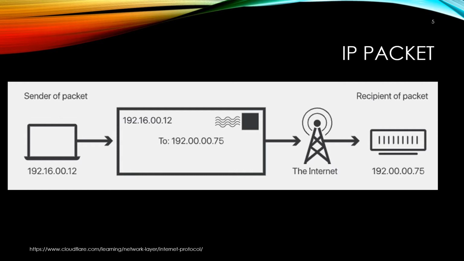Each IP packet will contain both the IP address of the device and the domain sending the packet, and the IP address of the intended recipient. So that is it. It's like a piece of mail: you have the destination address and the return address all on the piece of mail.